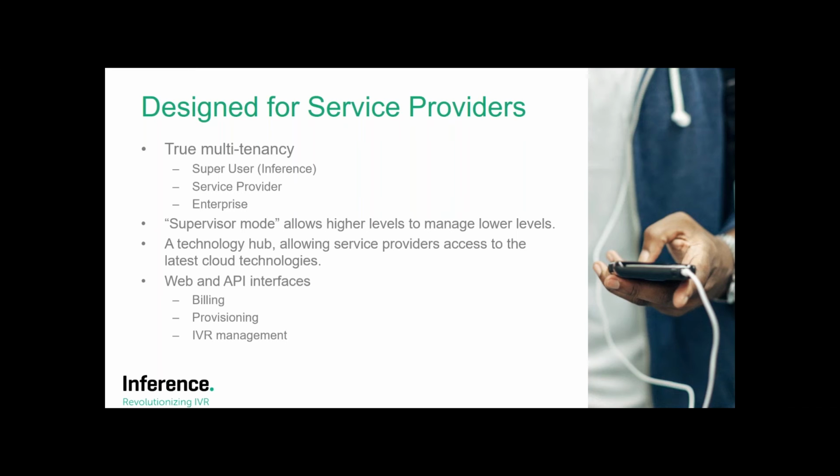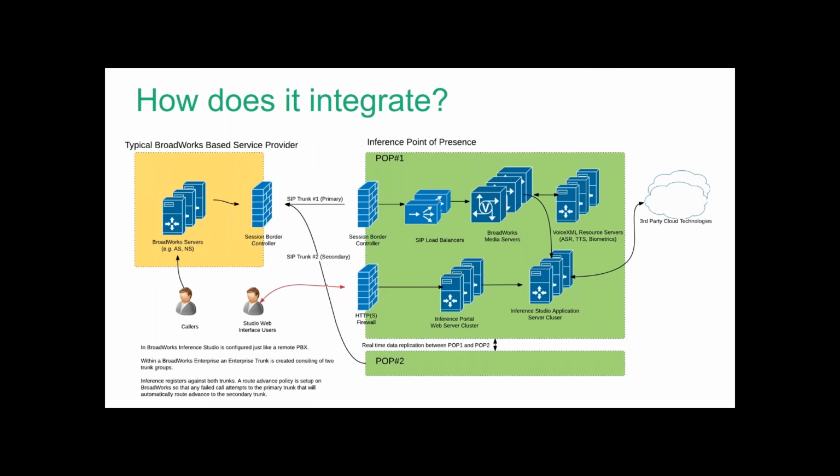So basically allowing service providers access to the latest cloud technologies without having to make any changes to their core network. In the latest version of Studio, we've also added a lot of API services for service providers to use, both in terms of billing as well as provisioning and IVR management. Okay, so today we're focusing here on this technology hub. How do you try new technologies as they become available in the marketplace? How do you try them and let your customers try them on your core network without having to do any changes?